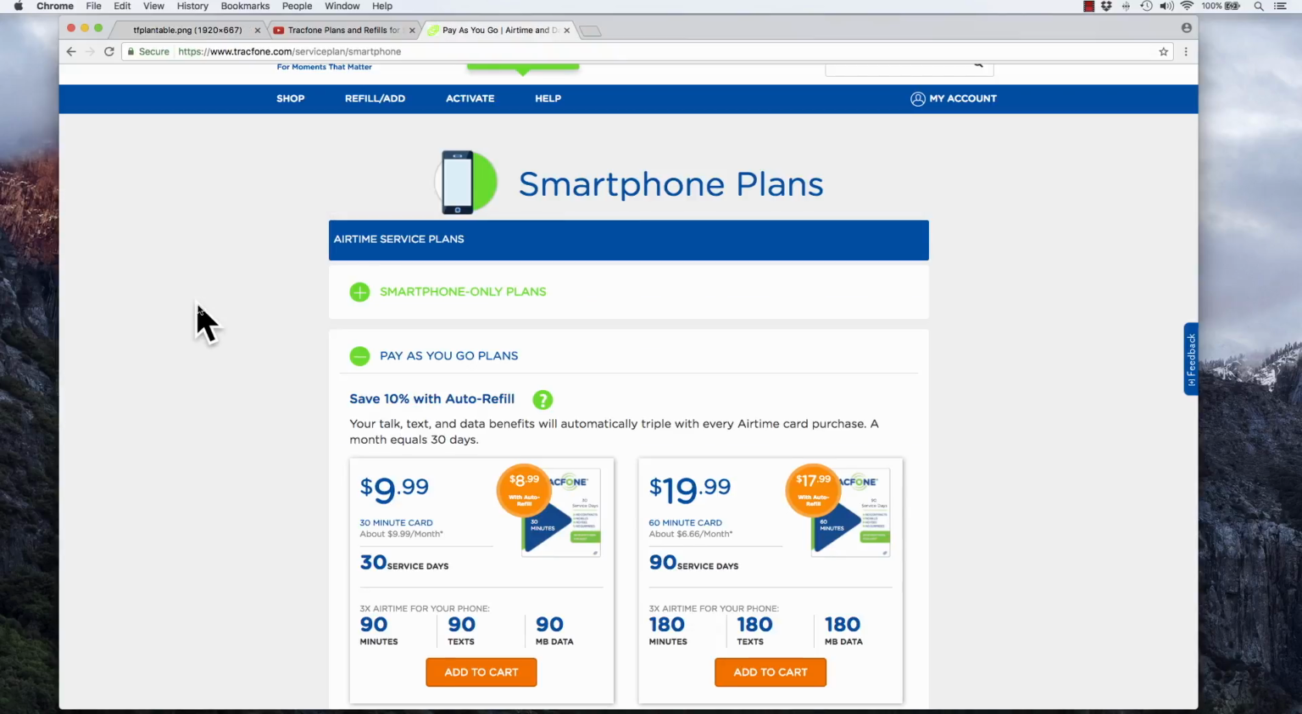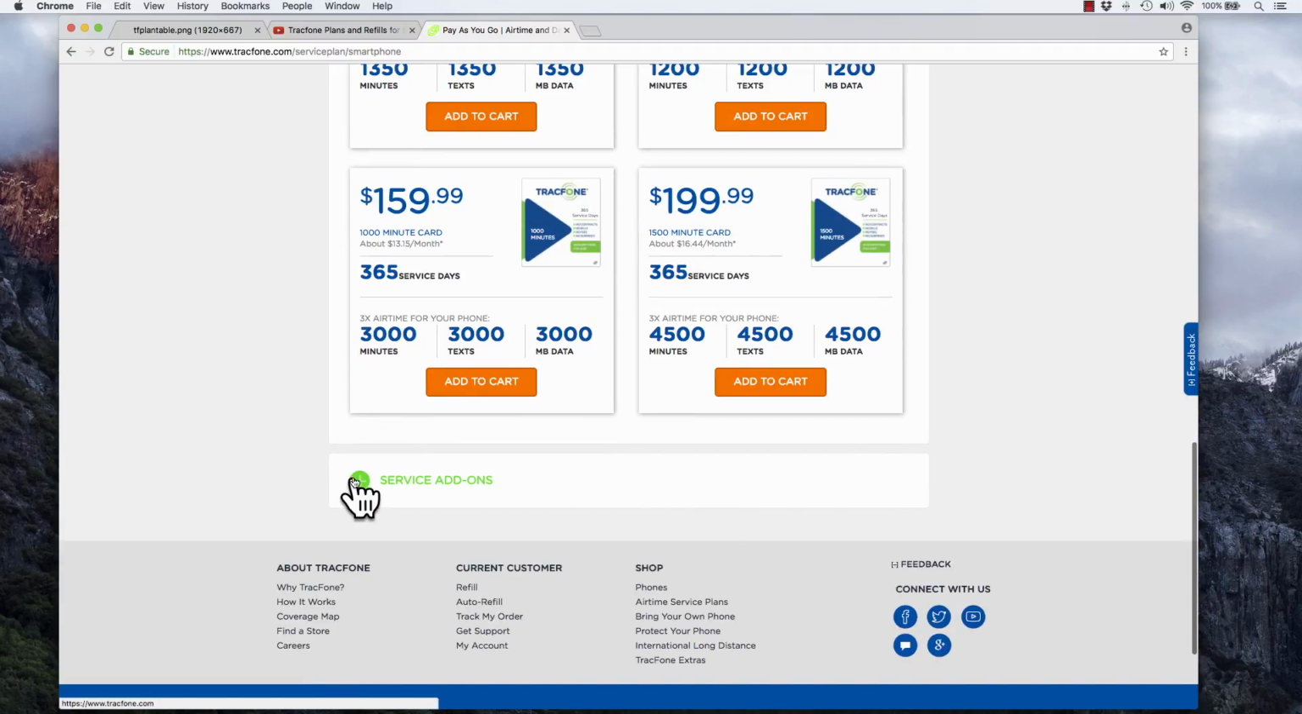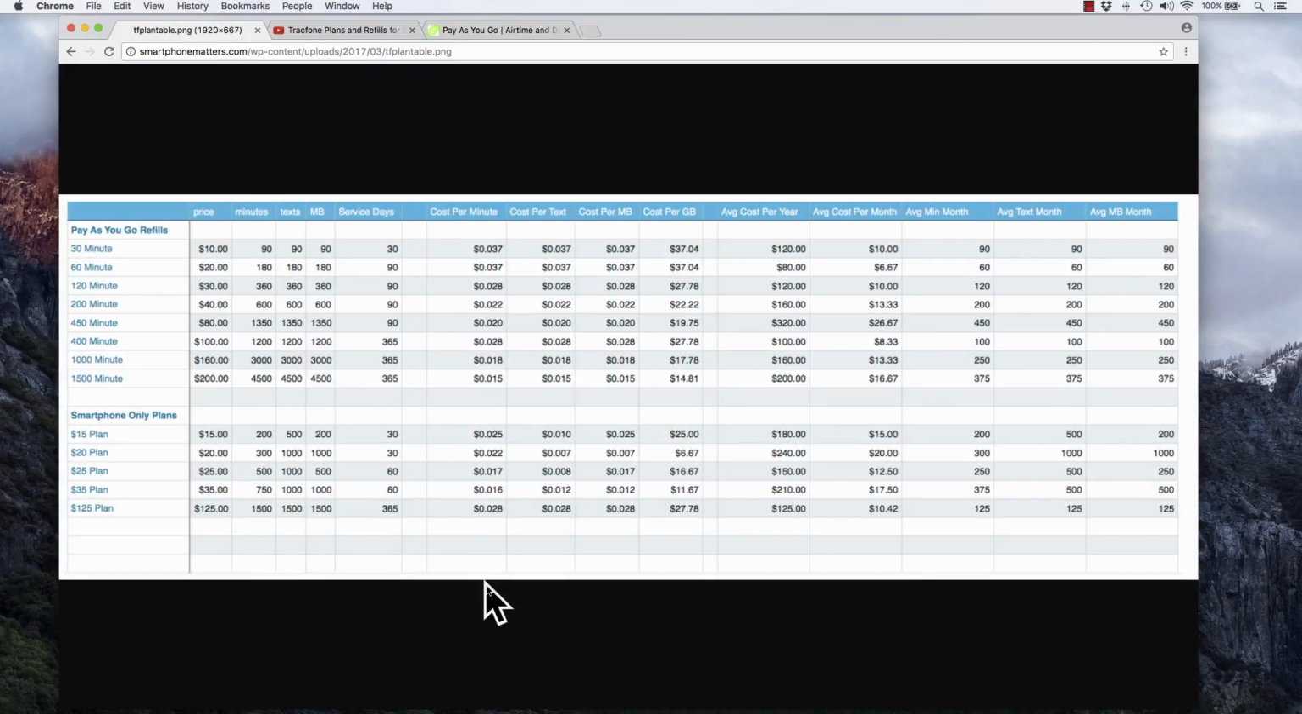Now, in terms of data, if you look at the Tracfone.com website, they have a third category here, which we talked about last time, the service add-ons. And you can buy a gigabyte of data for $10. So a gigabyte is 1,000 megabytes of data. So you would be paying about a penny per megabyte. So now if we go back and look over here, if you agree with my calculations, the data on this $20 plan is actually even cheaper than buying the add-on data. And again, that's if you agree with the way I calculated the costs per minute, per text, and per megabyte of data.